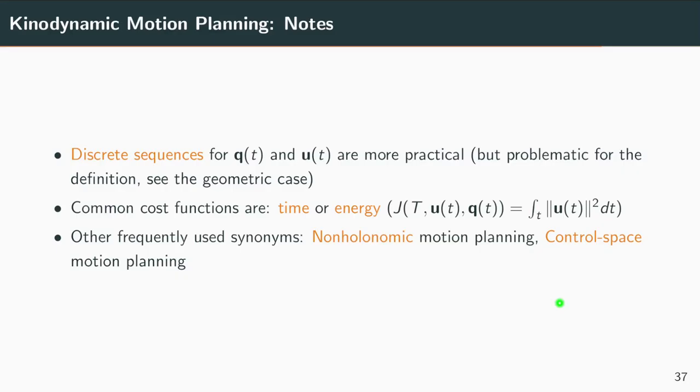And I like to call it kinodynamic motion planning, but in the literature, if you look at some of these reference books, there are also other terms. So a common one is non-holonomic planning, because you typically apply it to robots that are non-holonomic, that cannot move anywhere in the space. Or people also call it control space planning, because the output now is not just a sequence of configurations, but the output will also be the sequence of control actions.